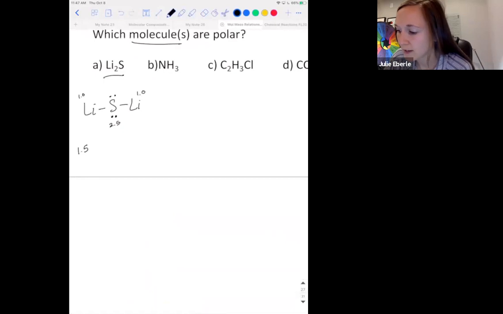So if we were drawing dipoles in, which way would we draw our dipoles? Pointing towards the most electronegative element. Pointing towards your sulfur. Okay, so the lithium is going to be partial positive, sulfur is going to be partial negative, but what do you notice about this molecule? We have symmetry here. So these would cancel out.